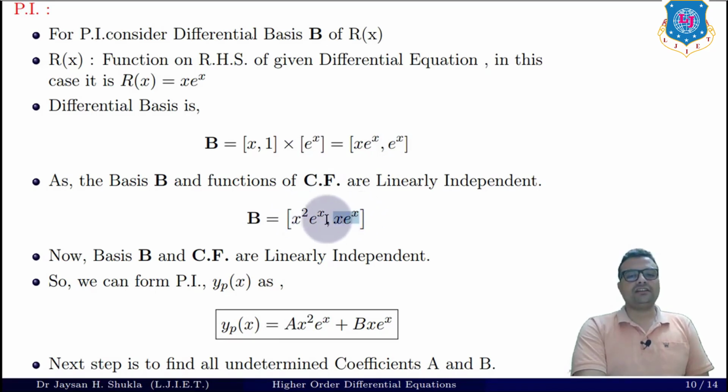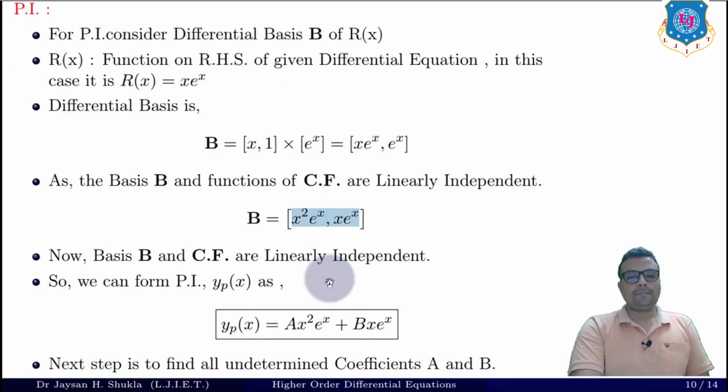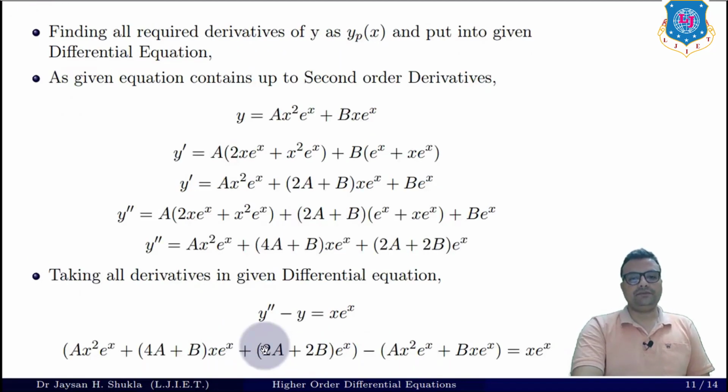Now again verify whether there is any repetition between these elements and elements of the CF formula. So now we can see that these two elements are linearly independent of the given basis, and therefore I can assume that this is the final differential basis. So I am taking a x square e raised to x plus b x e raised to x. Now the next step is to identify the values of a and b.